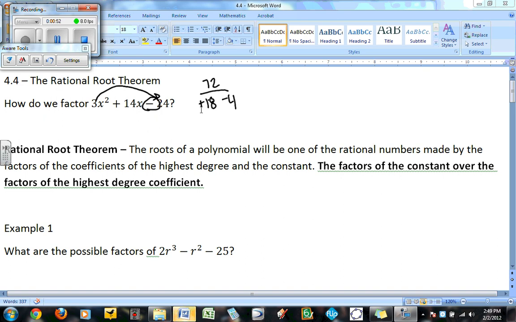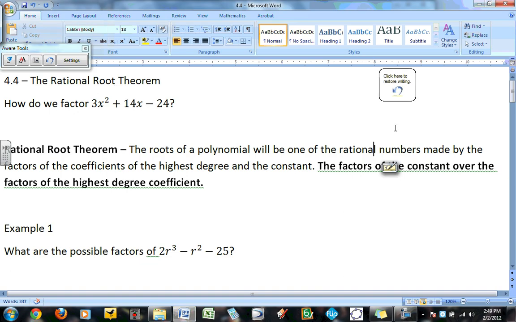What the rational root theorem is going to do is show us a different way to do it using synthetic division. Sometimes it could be faster, depends on what you like, but regardless, I'm going to give you the option, and we're going to work on the rational root theorem. So the rational root theorem says that the roots of a polynomial will be one of the rational numbers made by the factors of the coefficients of the highest degree and the constant.